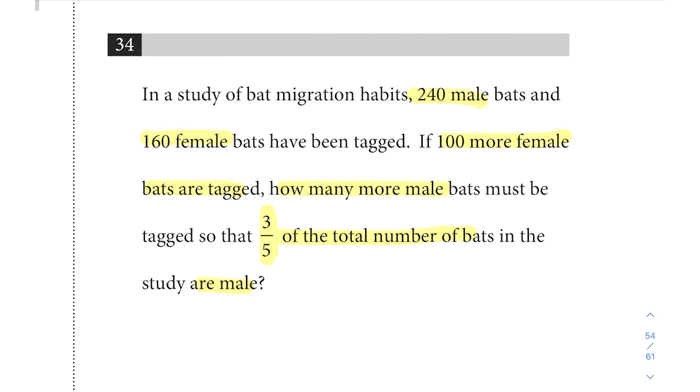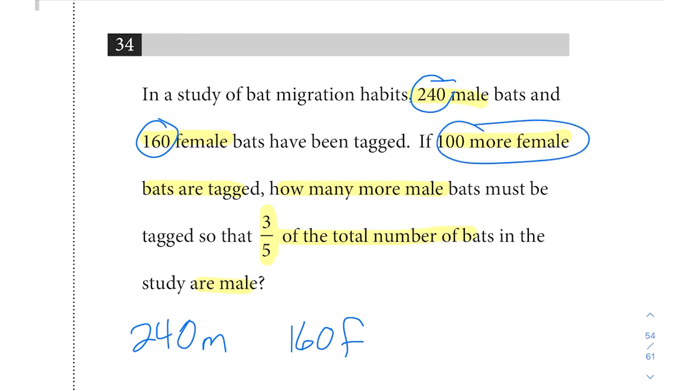Okay. So a lot of numbers here, and it's kind of tricky the way they lay this out. So this question's starting to get a little bit more difficult as we get to the middle of our grid-in section. But here, the way they lay it out, they say our initial numbers are 240 male and 160 female. So if we jot that down, it's 240 male, 160 female. And then they just change that number that they gave us for the female bats.